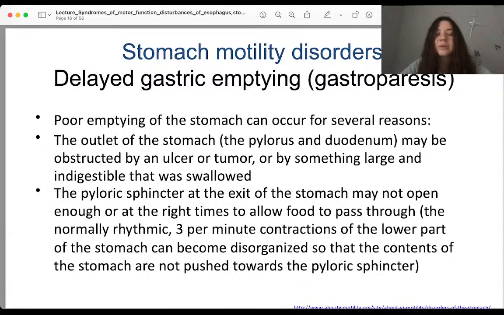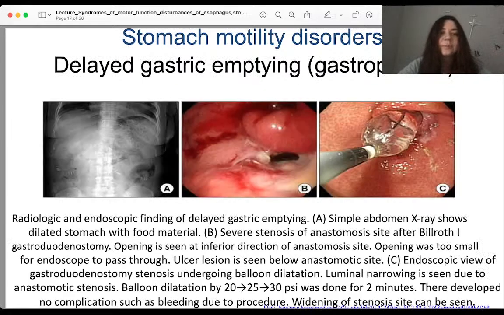The normally rhythmic three per minute contractions of the lower part of the stomach can become disorganized, so that the contents of the stomach are not pushed toward the pyloric sphincter. Here you see different diagnostic pictures. It is an X-ray and endoscopic picture of delayed gastric emptying or gastroparesis.